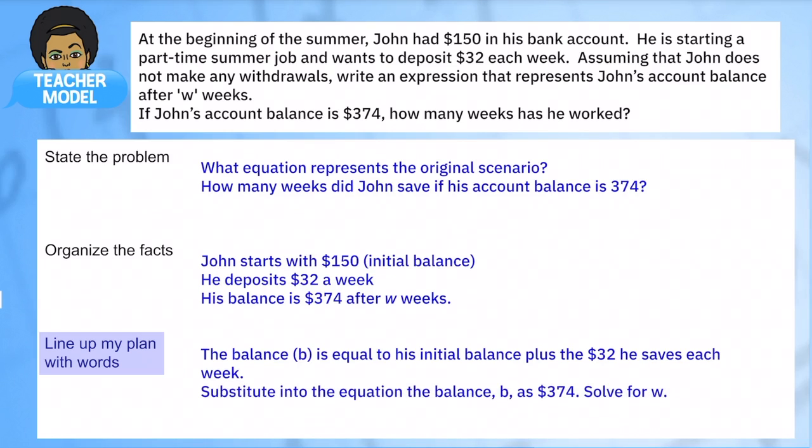And then to figure out, well, how many weeks does he have to work to have $374? Well, we're just going to substitute into that original equation. And we're going to put the balance as 374 and then solve for W. So hit pause for a sec, jot this down in your notes, and then we're going to jump right into that model.